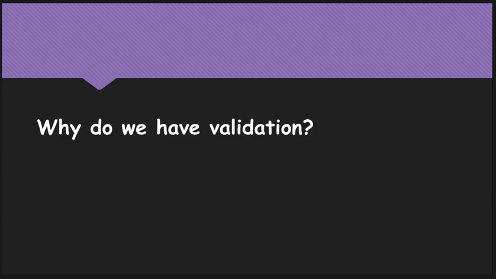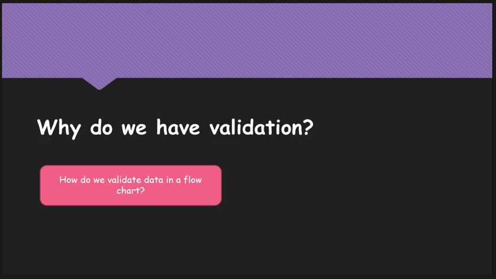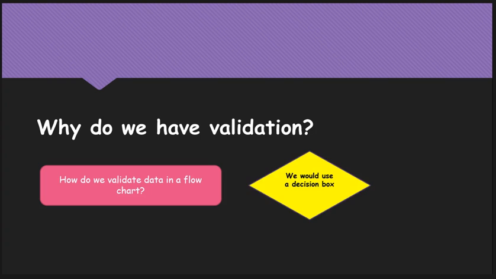So why do we have validation? Well, validation is there to help us check the data that is entered into a system. So how would we validate data in a flowchart? Well, we would use a decision box to actually validate the symbol. Now, an example of validation would be the check digit.